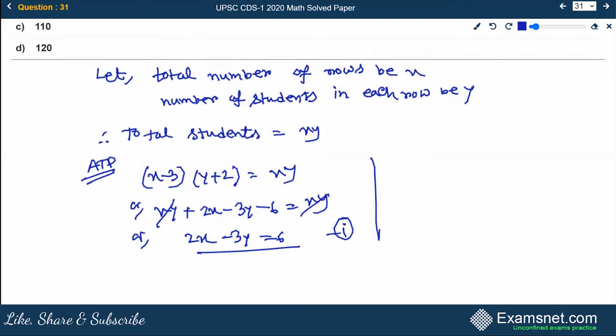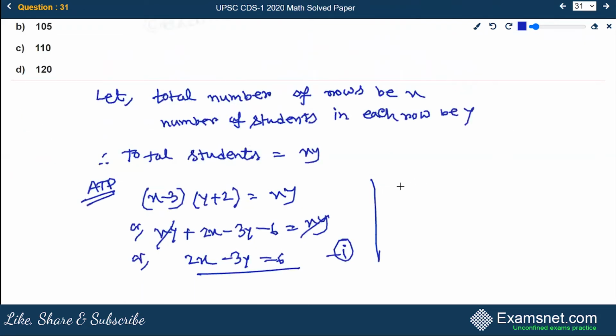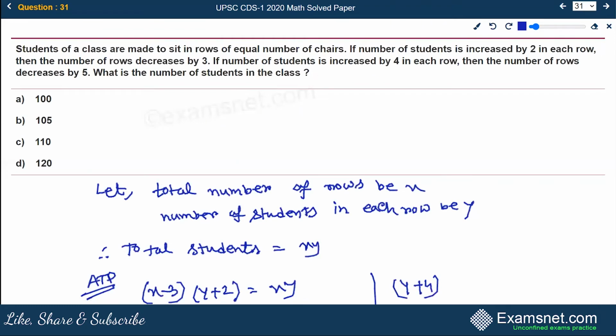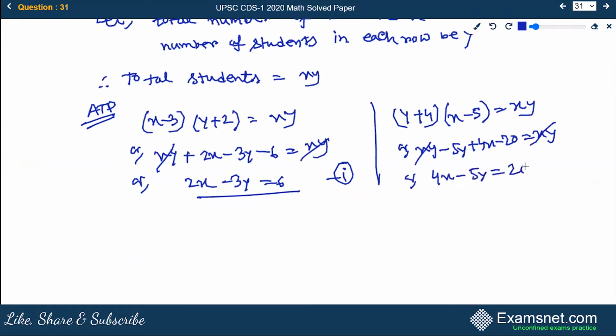Also, when the number of students is increased by 4 in each row, y becomes y plus 4. Then the number of rows decreases by 5, so x becomes x minus 5. The total number of students is the same, that is xy. So xy minus 5y plus 4x minus 20 equals xy. Further we can write 4x minus 5y equals 20. Let's name it equation number 2.